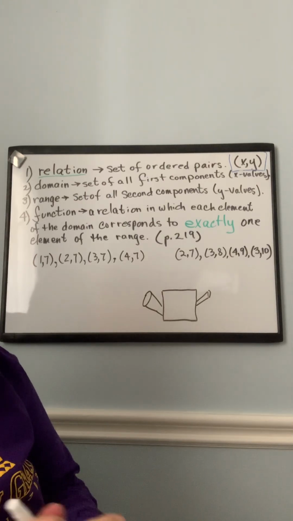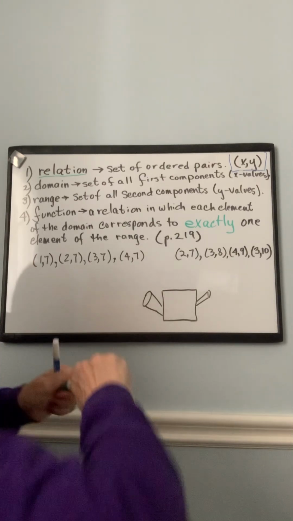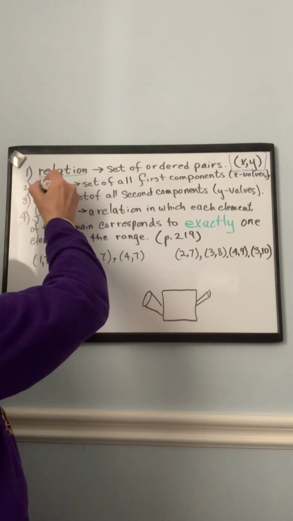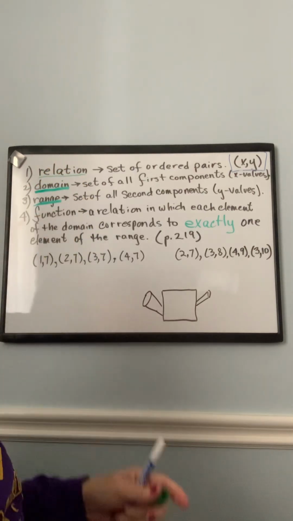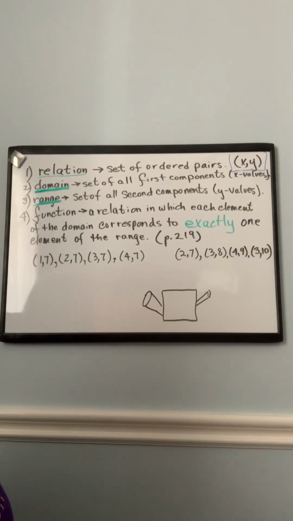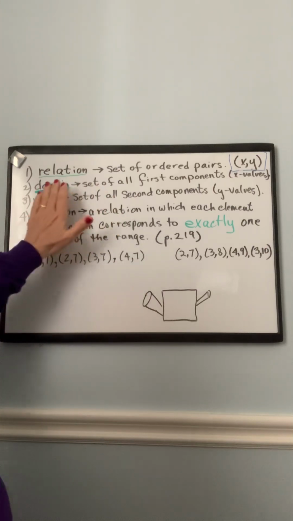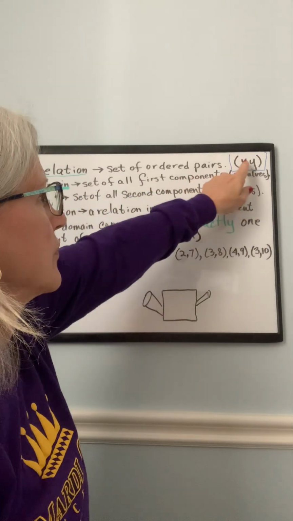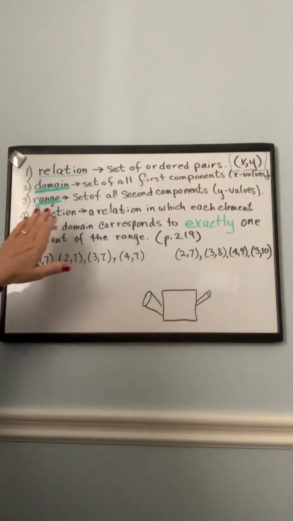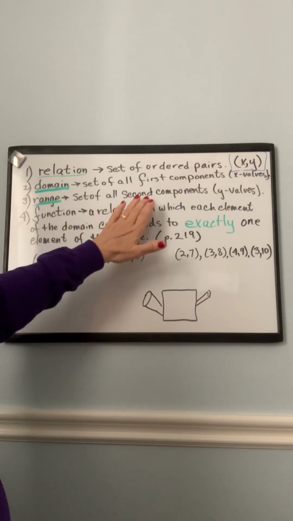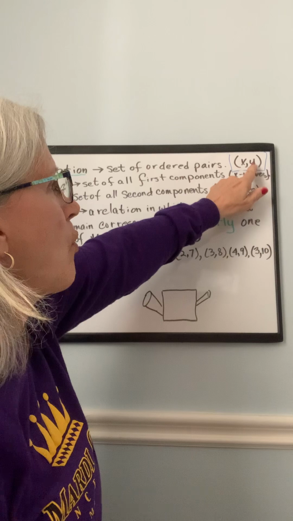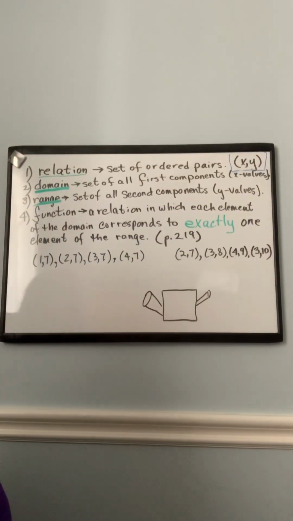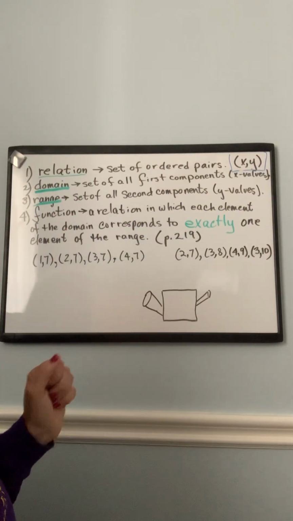And then our next term that we have here is domain. What is a domain and what is a range of a relation? Well, the domain is nothing more than the set of all the X values. And remember, your X values are the first term in your ordered pair. Your range is a set of all second components in your ordered pair, which are all your Y values, and would be referred to as elements of the range.